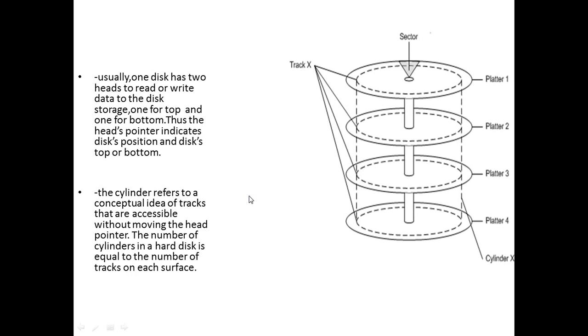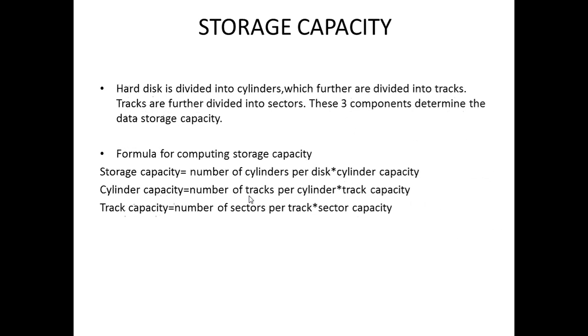See, when these circular plates are combined together, they give us an illusion that they look like a cylinder. That's why we are calling it cylinder. So these three attributes determine the storage capacity.